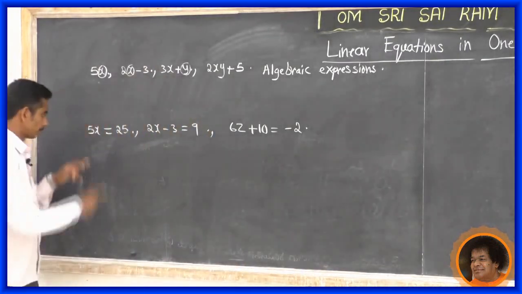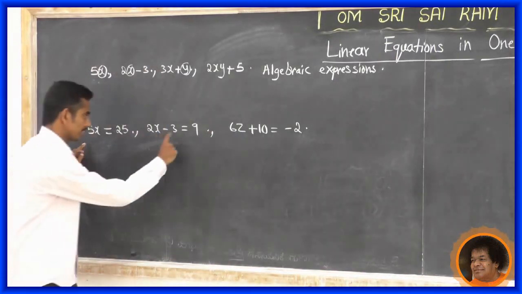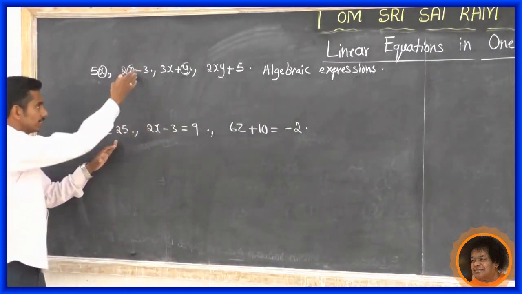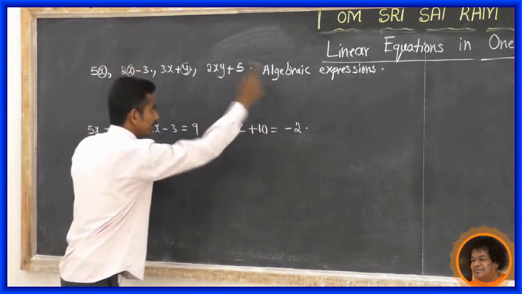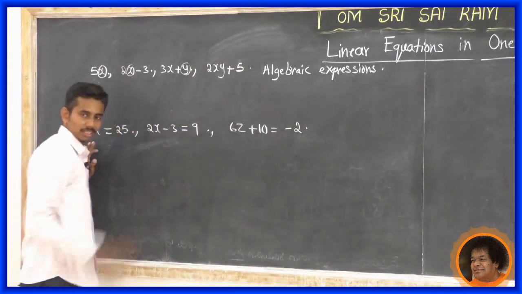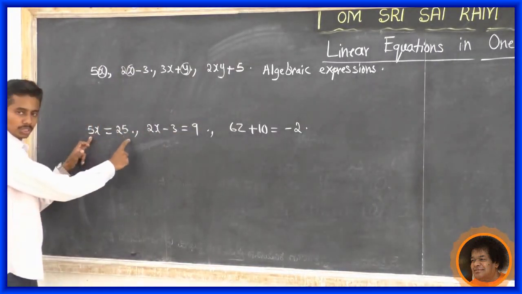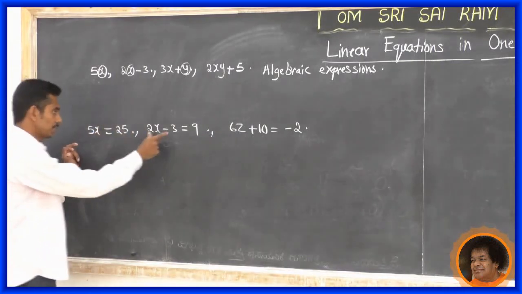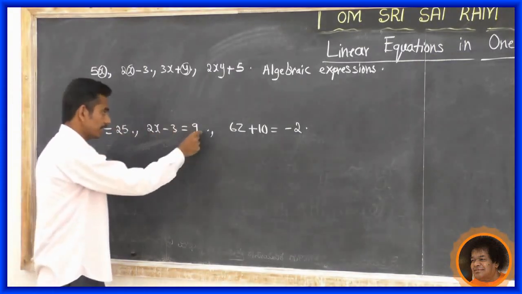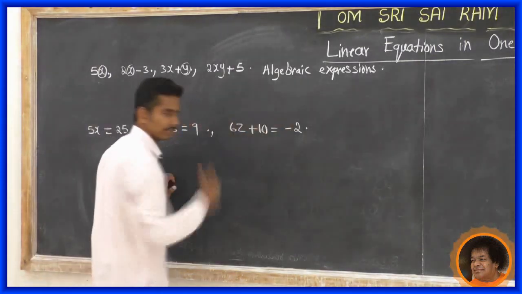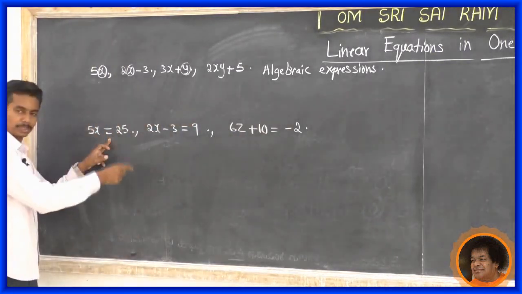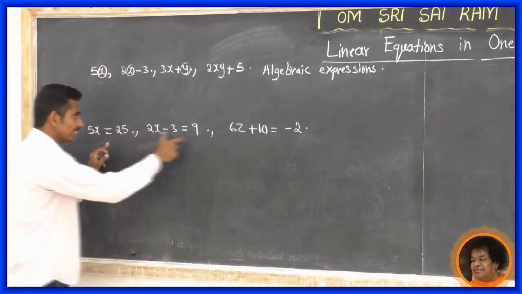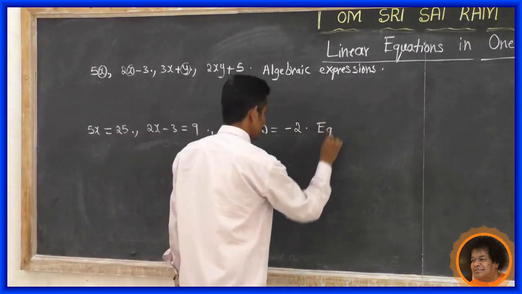Now, look at the examples. 5x equal to 25, 2x minus 3 equal to 9, 6z plus 10 equal to minus 2. Is there any difference between these and the earlier ones? I already told you this is an algebraic expression. What about this one? 5x equal to 25. 5x is an algebraic expression, 25 is also an algebraic expression. 2x minus 3 is an algebraic expression, 9 is also an algebraic expression in the same way. But in between two algebraic expressions there is an equal sign or equality sign. So these are called equations.